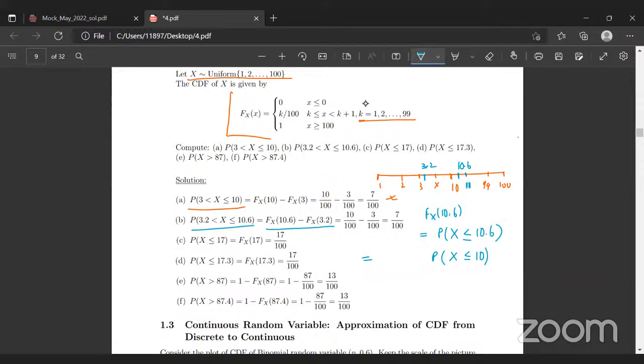Ma'am, but there's a problem with the 3.2, ma'am, in that case. Okay, so 3.2 is what? Fx of 3.2. We know that this is going to be probability x less than or equal to 3.2, correct? And we know that x doesn't take the value 3.2. So x should take the value which is less than 3.2. It means it can take maximum till 3. So probability x less than or equal to 3, we can write it.